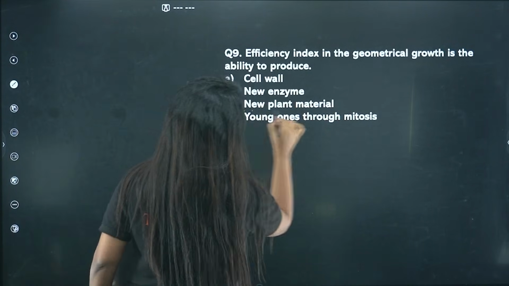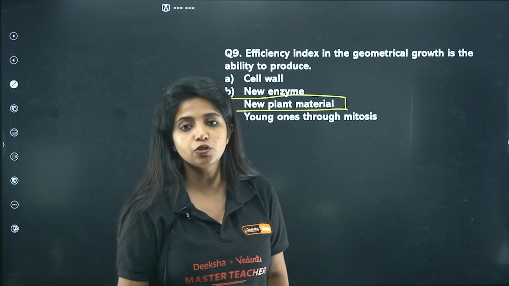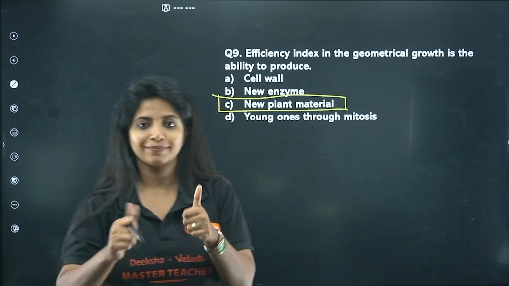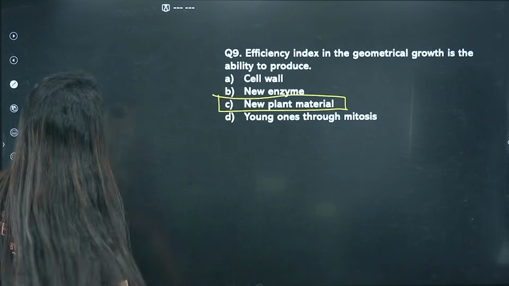New plant material. So efficiency index in the geometrical growth is the ability to produce new plant material or to have more growth in the plants. That's all. I know this is off topic out there, but yeah, okay.